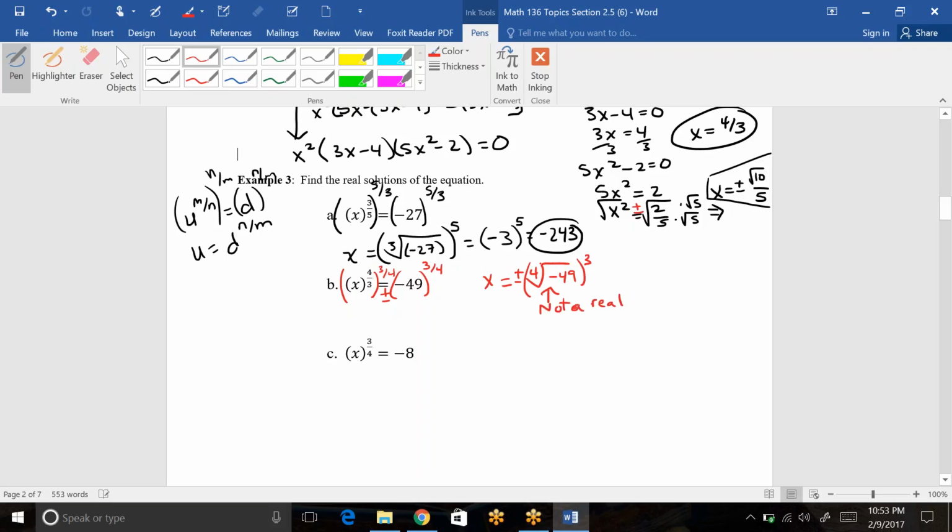Now, unfortunately, that's as far as we can go because this is not a real number. You can't have an even root with a negative underneath it and say that it's a real number. It's not. So for this one, the answer is there's no real solution. So no real solution.